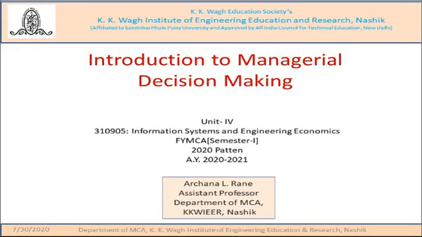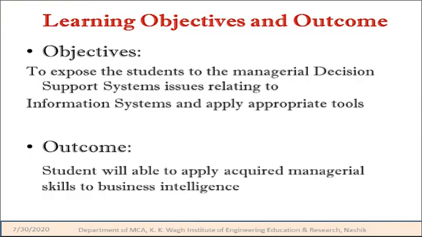In this video lecture, I am going to discuss Introduction to Managerial Decision Making, Unit 4 of the Information System and Engineering Economics course. The learning objective and outcome of this unit is to expose the student to managerial decision support system issues related to information system and apply the appropriate tool, and the outcome is that the student will be able to apply the acquired managerial skill to business intelligence.